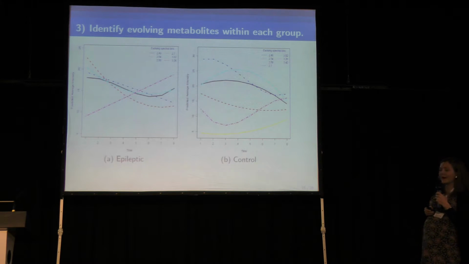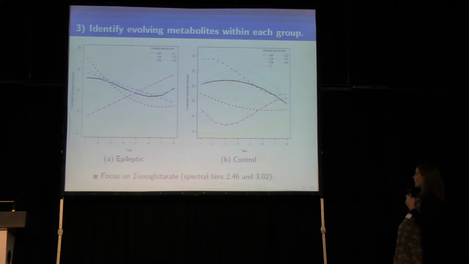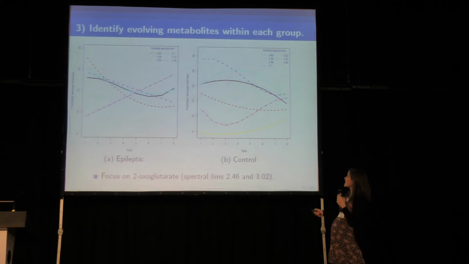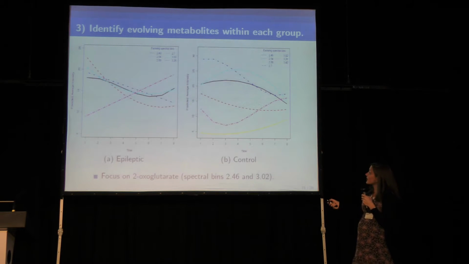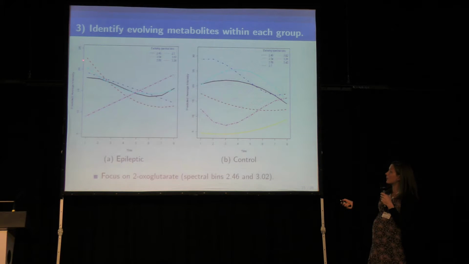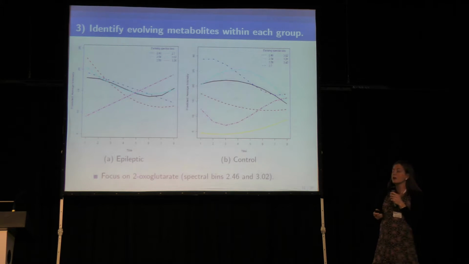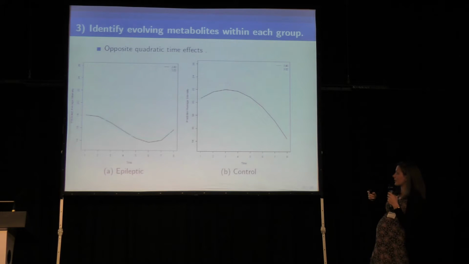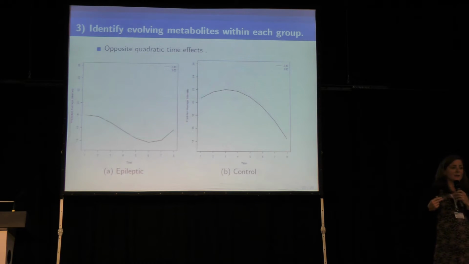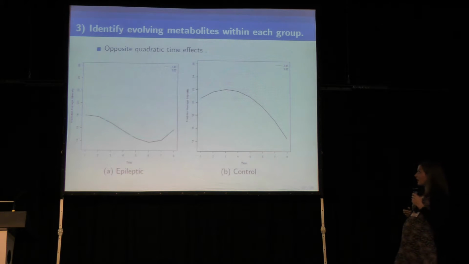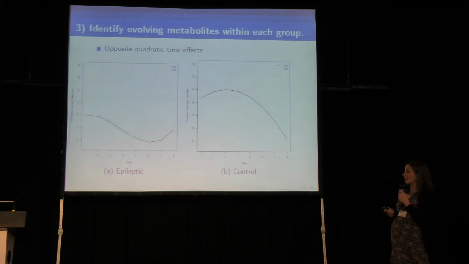What's the difference between A and B? So the one thing that Lorraine immediately spotted was if I focus on this metabolite known as 2-oxoglutarate, which is represented by 2 spectral bins, 2.46 and 3.02. So 2.46 is the black line and 3.02 is the blue dashed line, and the same in the right-hand plot. So I'll drop everything else, all of those other curves, and just focus on those, and you can immediately see a difference in the way this metabolite evolves across time between the epileptic group and the control group. There's very different quadratic effects going on there. And this was something that they hadn't identified before, and they're now exploring it further.